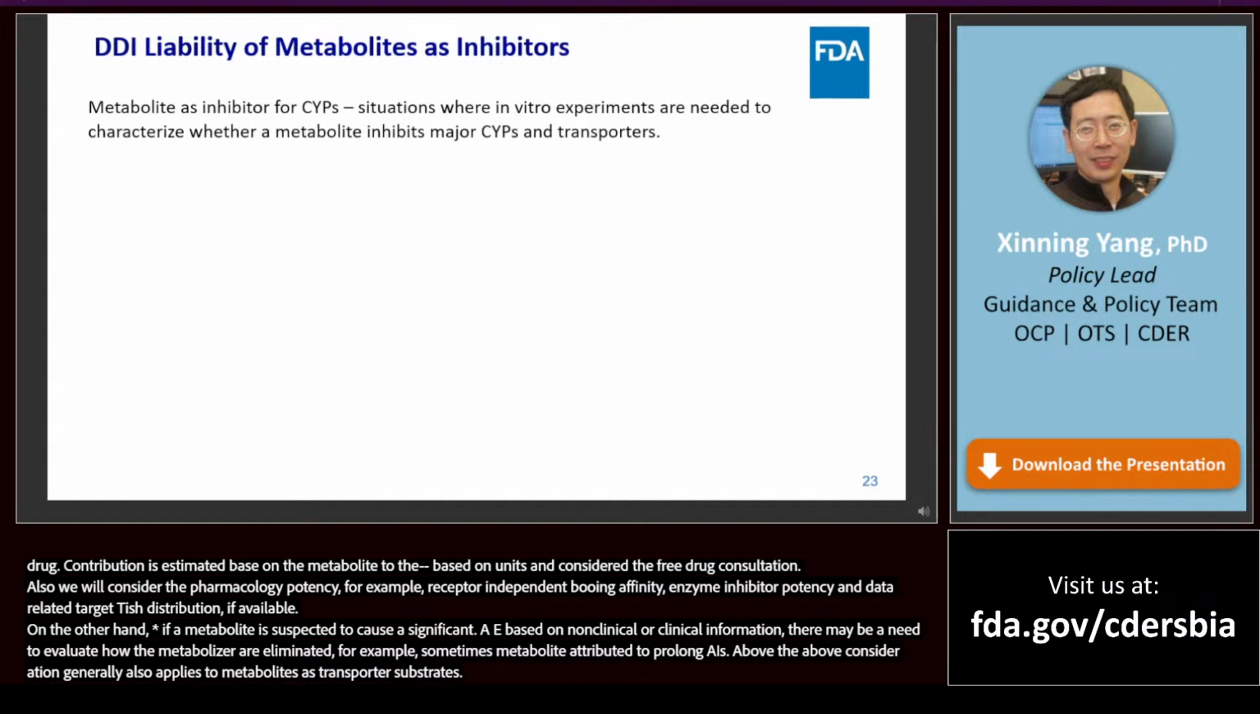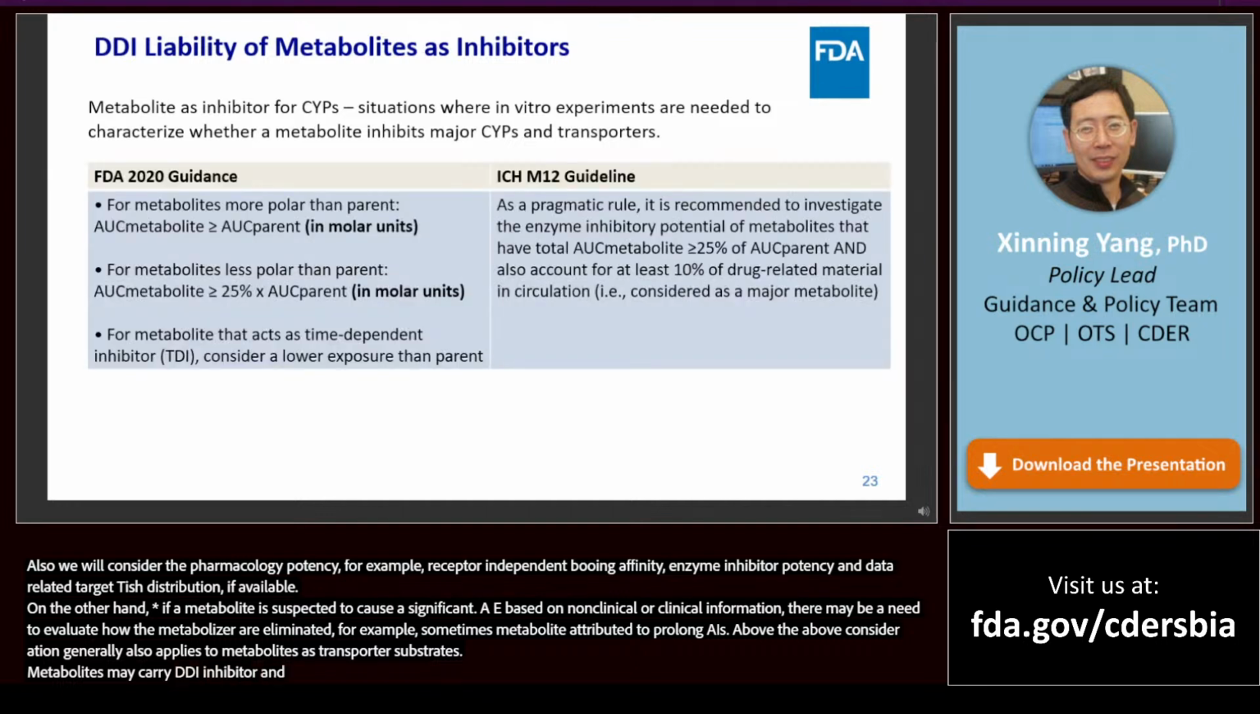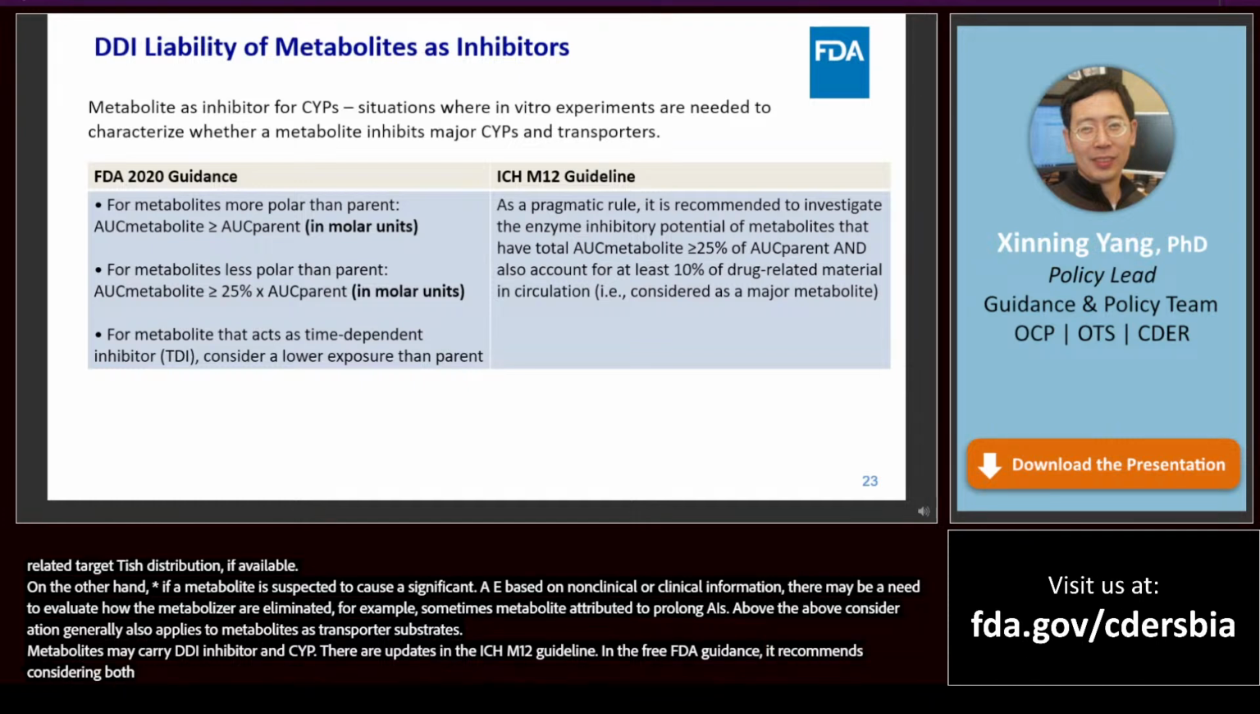Metabolites may also carry DDI liability as inhibitors of CYP enzymes and transporters. There are some updates in the ICH M12 guideline compared to the FDA guidance. In the previous FDA guidance, it recommended considering both the exposure of a metabolite relative to the parent drug and also comparing the polarity of a metabolite to the parent drug. But the ICH M12 guideline adopted a pragmatic rule.